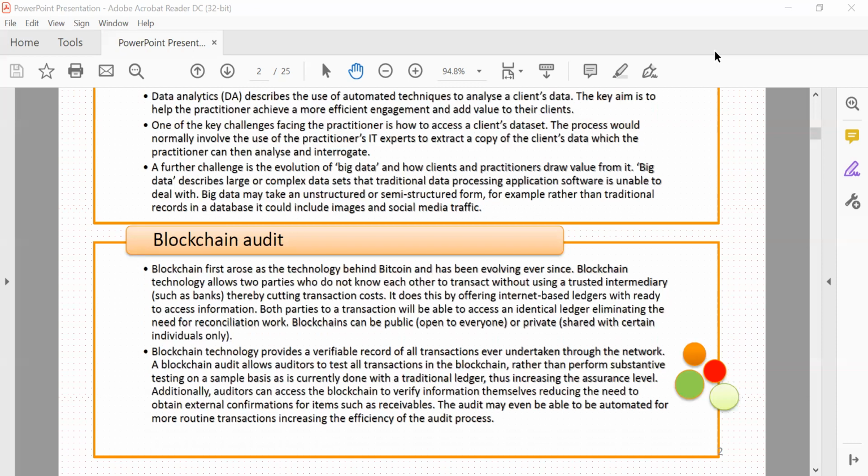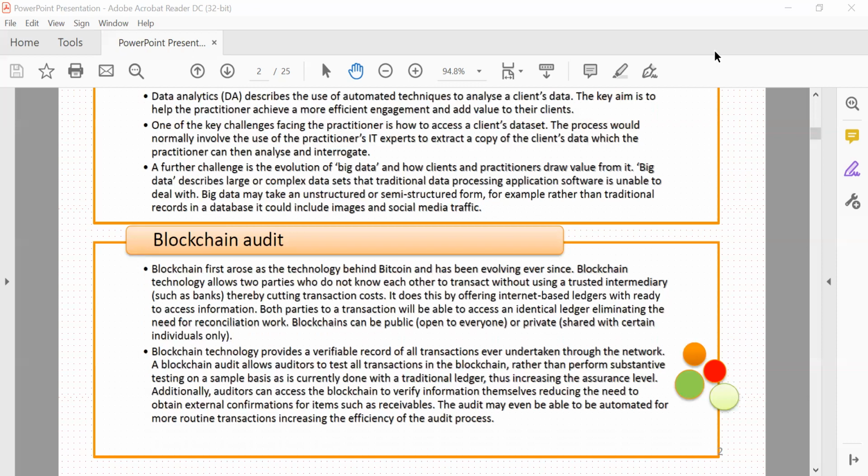So let's say Kofi Menu wants to send money or do some transaction with Bob in the USA. There has to be a trusted intermediary to facilitate that transaction. But what blockchain has done is that it allows two parties who do not know each other to transact without using a trusted intermediary like a bank. And the impact of that is that it helps to cut costs.